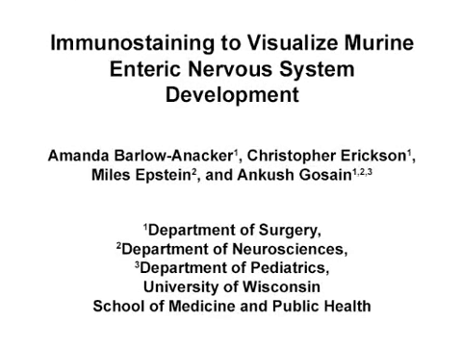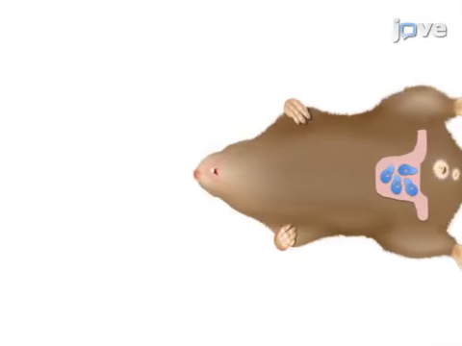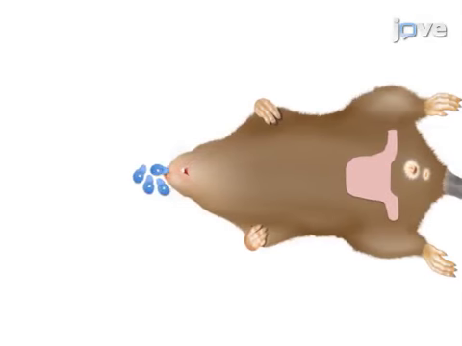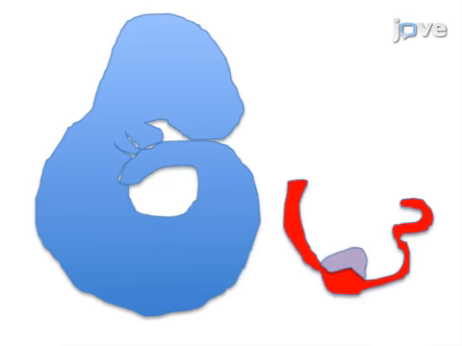The overall goal of this procedure is to visualize enteric nervous system neurotransmitter expression in the murine embryonic gastrointestinal tract. This is accomplished by first harvesting embryos at time points of interest. The second step is to dissect the GI tract out from each embryo, taking care to separate it from the surrounding organs without damaging it.